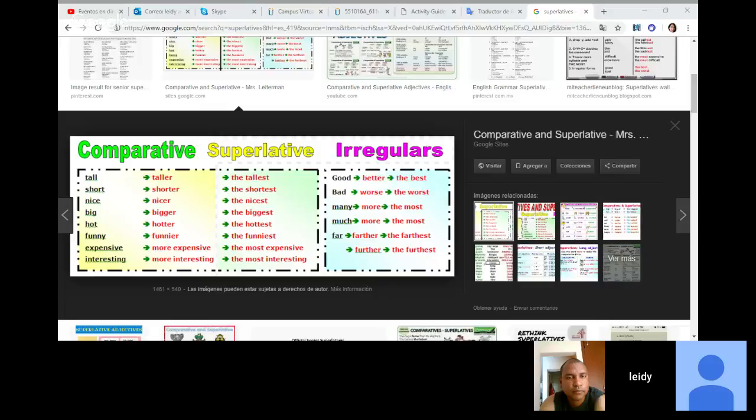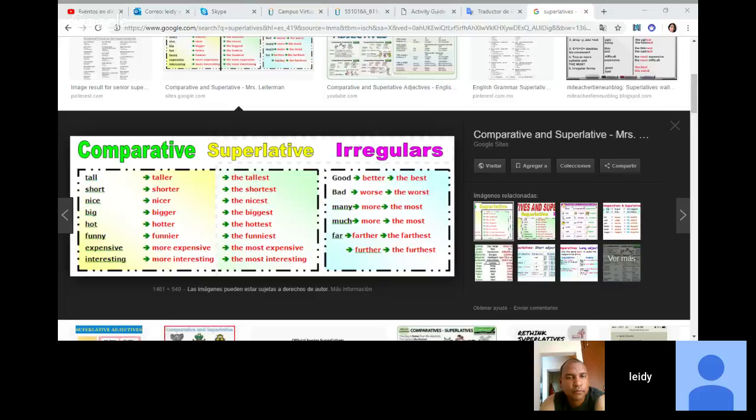Hot, you write "the hottest," you repeat the last consonant that the adjective has, and then you write "est." Funny, you change the y because y is next to a consonant. And the rule says that if an adjective has a y after a consonant, you change this y and you write I, E, S, and T.